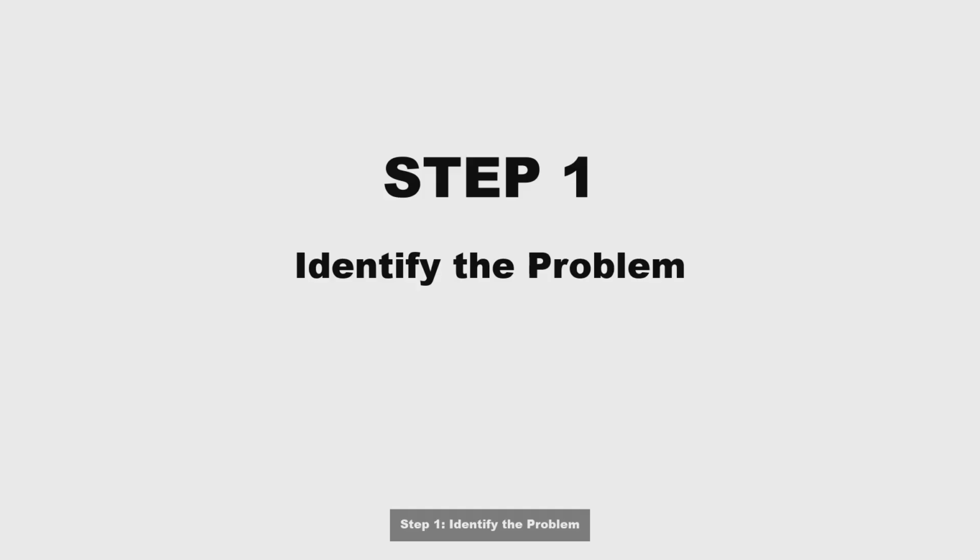Step 1. Identify the problem. Determine the specific billing issue you are facing. This could be an incorrect charge, a subscription not working, or a payment that didn't go through. Having a clear understanding of the problem will help you address it effectively.